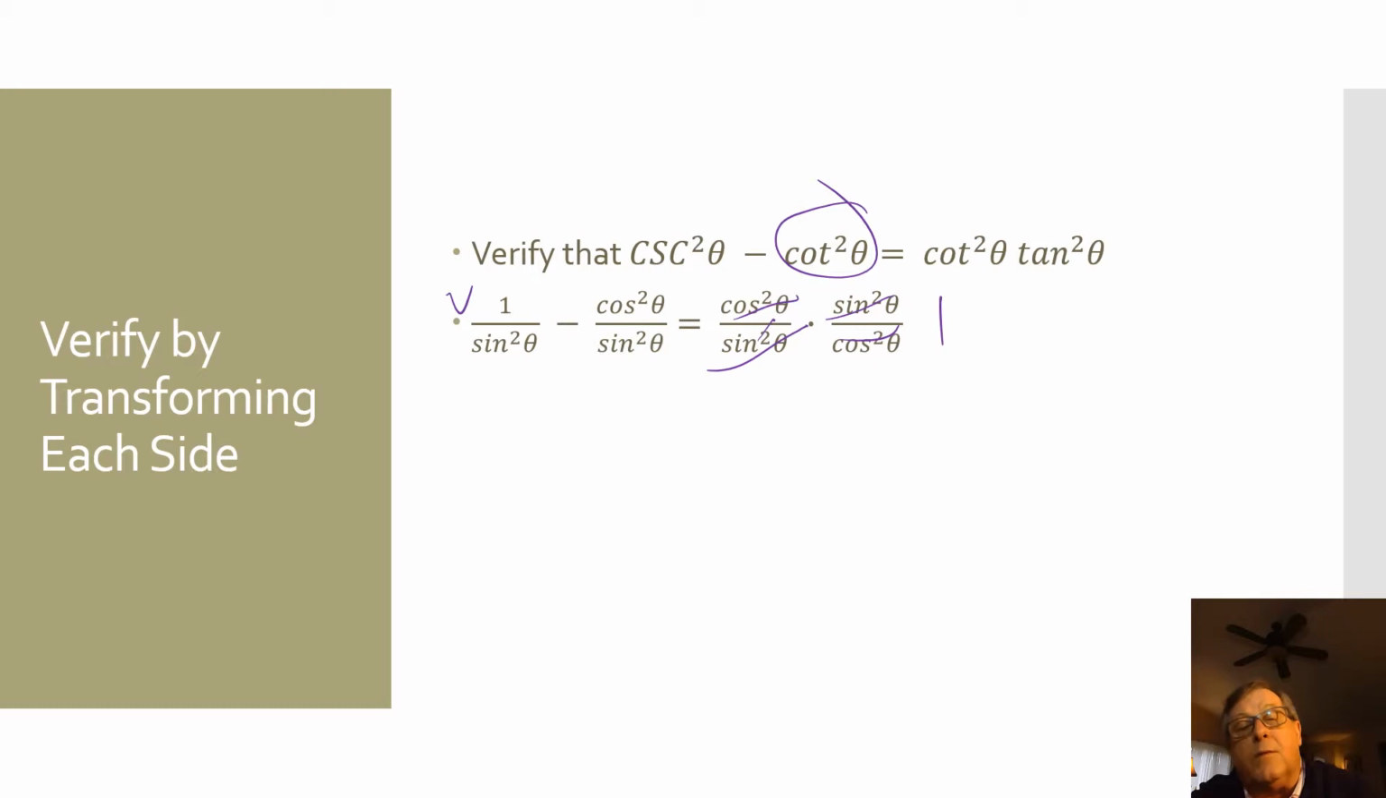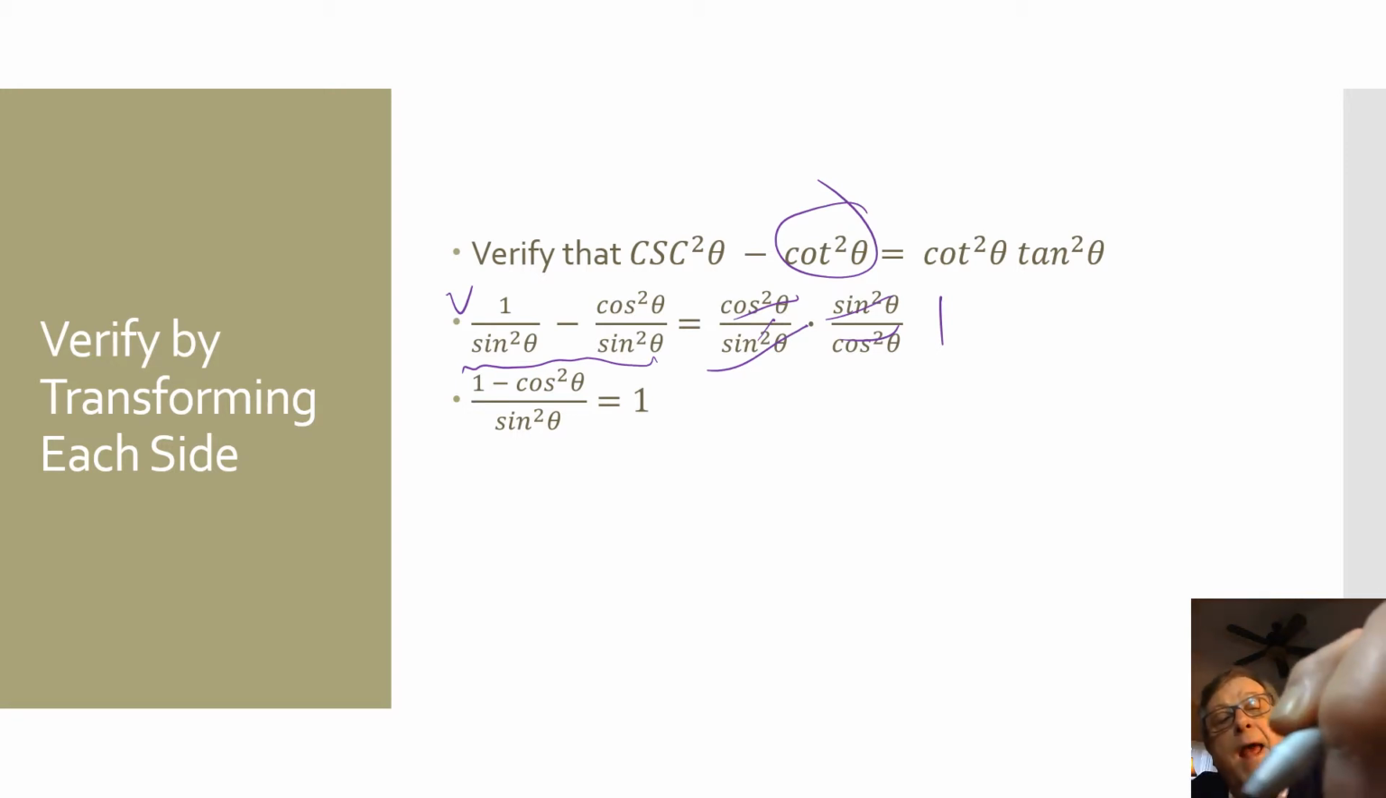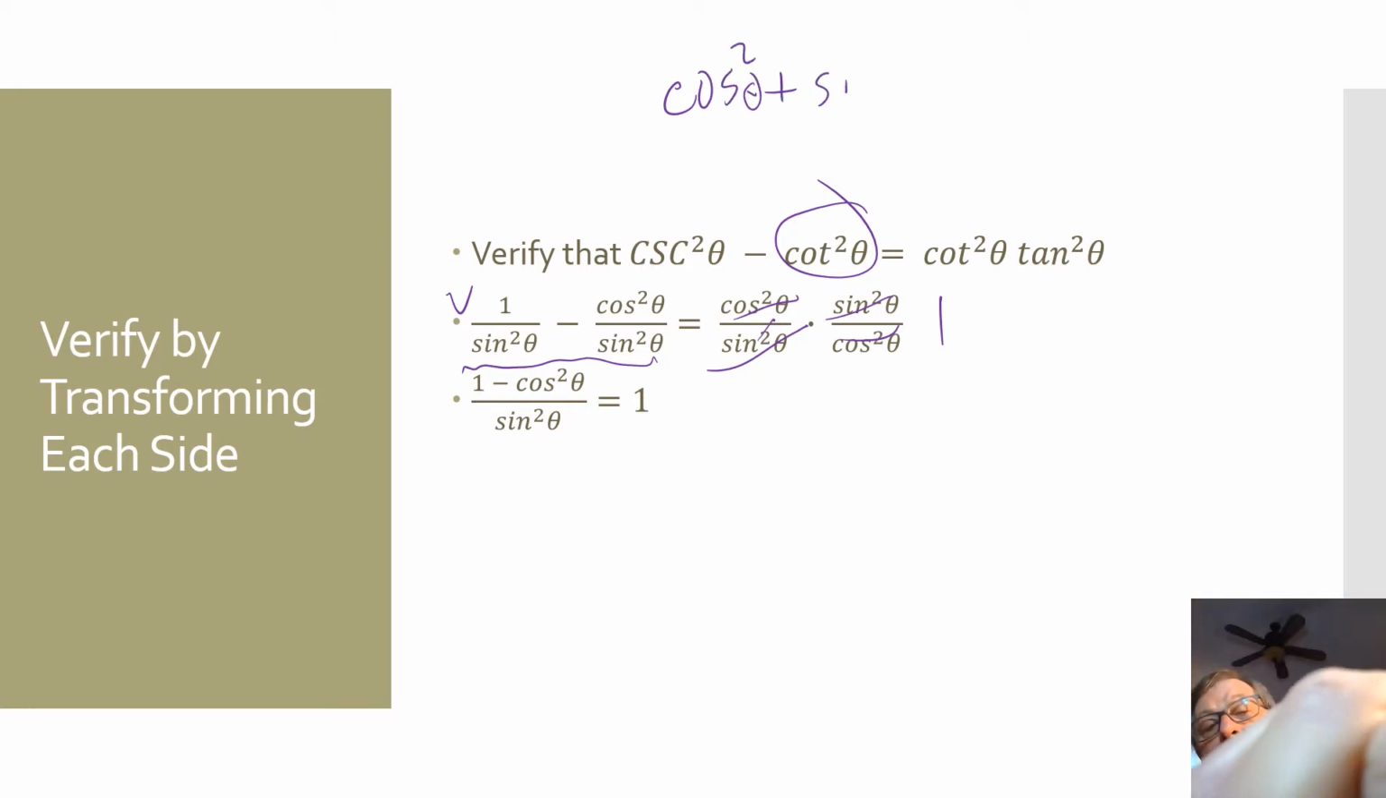Now, you might notice that we have a common denominator in these two terms on the left, so I'm just going to combine that into one fraction, or one rational expression, to where now I've got 1 minus the cosine squared of theta over the sine squared of theta is equal to 1. And again, we may recognize that 1 minus the cosine squared of theta is an adaptation of the Pythagorean identity that states that the cosine squared of theta plus the sine squared of theta equals 1.